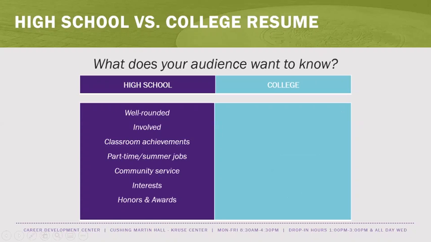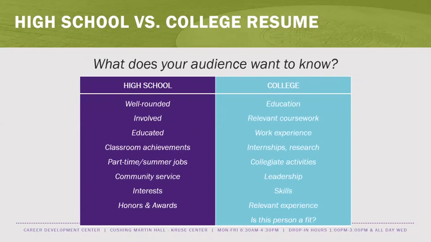And then the types of things that your audience wants to know from that resume also differ. So with your high school resume, you're trying to show that you're very involved, well-rounded. You're probably having a list of all the clubs and organizations that you've been involved in, any kind of part-time summer jobs. And sometimes there'll be a section for your interests, and then honors and awards that you may have received. So maybe you're in some kind of an honor society, like National Honor Society. Those types of things are on that high school resume.